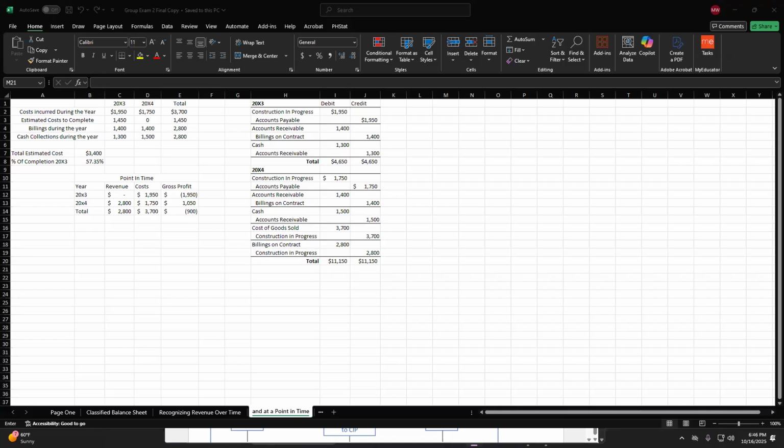They recognize $0 of revenue until 24. And so all of the 1950 under costs that occurred during the year 23 is going to be recognized as a loss, you know what I mean? Yeah, that makes sense.